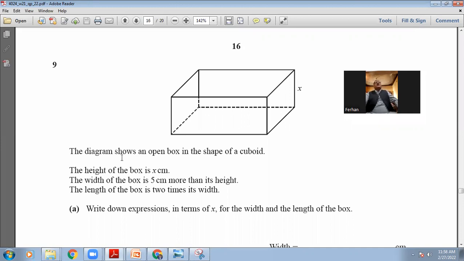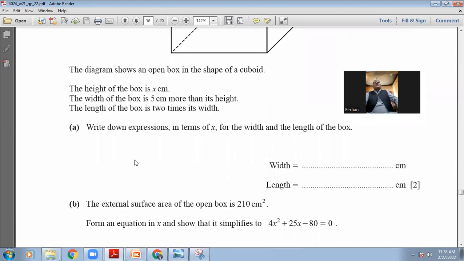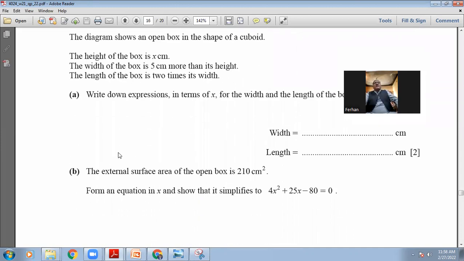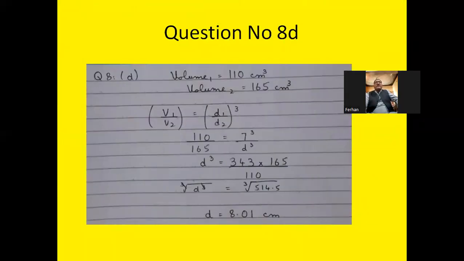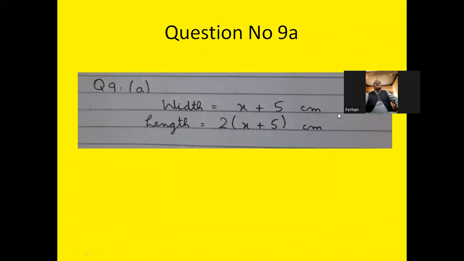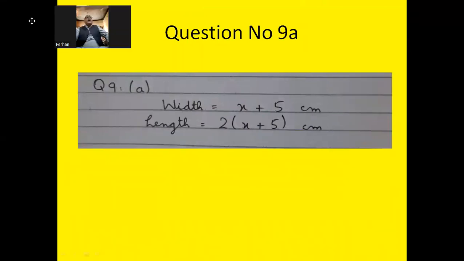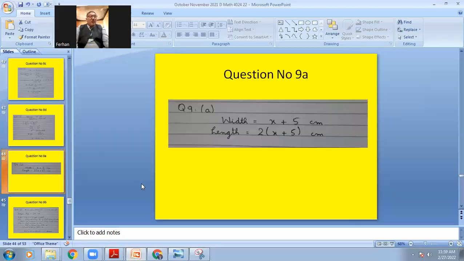Write down expressions in terms of x for the width and the length of the box. I have already explained this to you. Let me show you, I have done this on paper. Here we go. The width will be x plus 5, and the length will be 2 bracket x plus 5, that will be 2x plus 10. Okay, so let's move to the next part.